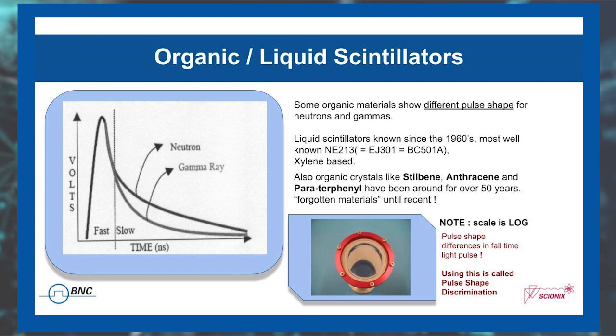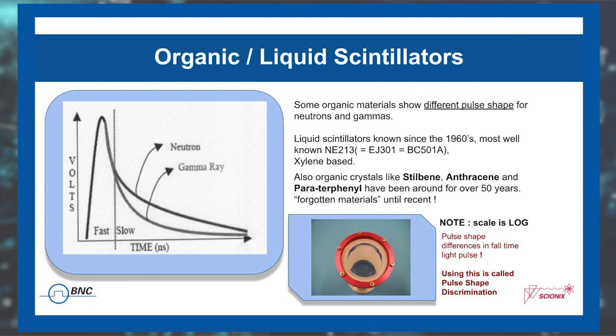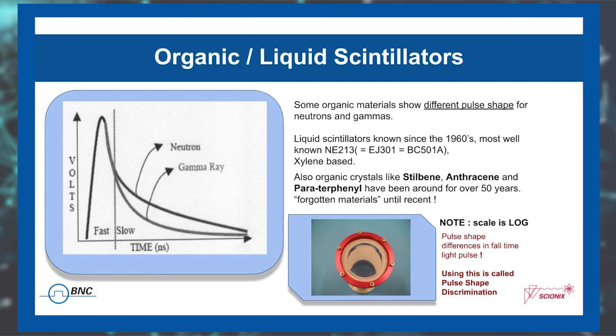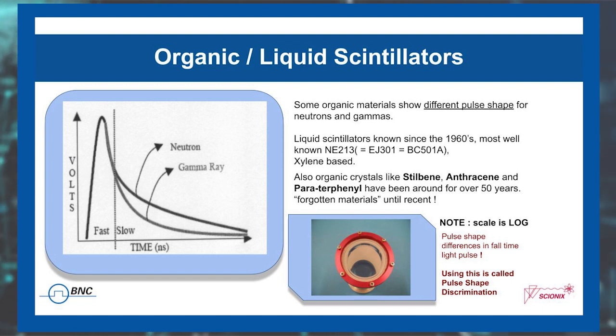Liquid scintillators have been known since 1960, and a very old-fashioned name is actually NE213, which is the same as EG301 or BC501A. These materials are all xylene-based. Xylene is a solvent. Actually, also organic crystals, like stilbene, anthracene, or paraterphenyl, have been around for over 50 years. It's interesting to know that these materials are slowly getting rediscovered by the requirements in neutron detection over the last years, and at the moment, stilbene crystals are grown in the United States on a commercial scale up to large diameters. I'll touch on that a little later in the presentation.